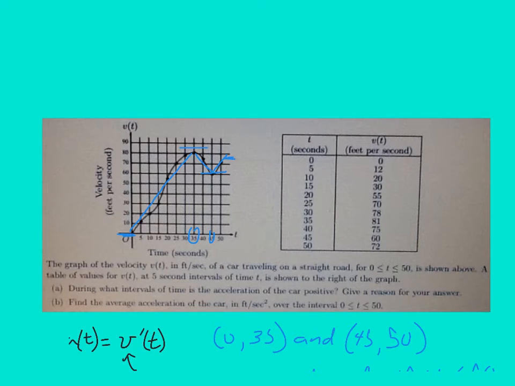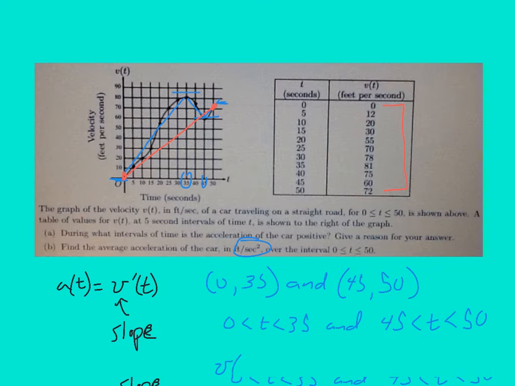All right, let's find the average acceleration of the car, and they're actually giving us the units here in feet per second squared over this interval. We want the average acceleration. Well, the average acceleration is really just the slope of that line. Okay, so we got a couple of ways to do it. We can do it here. We could also look at it with our chart as well. But we want the average acceleration, so it's the slope of that line.